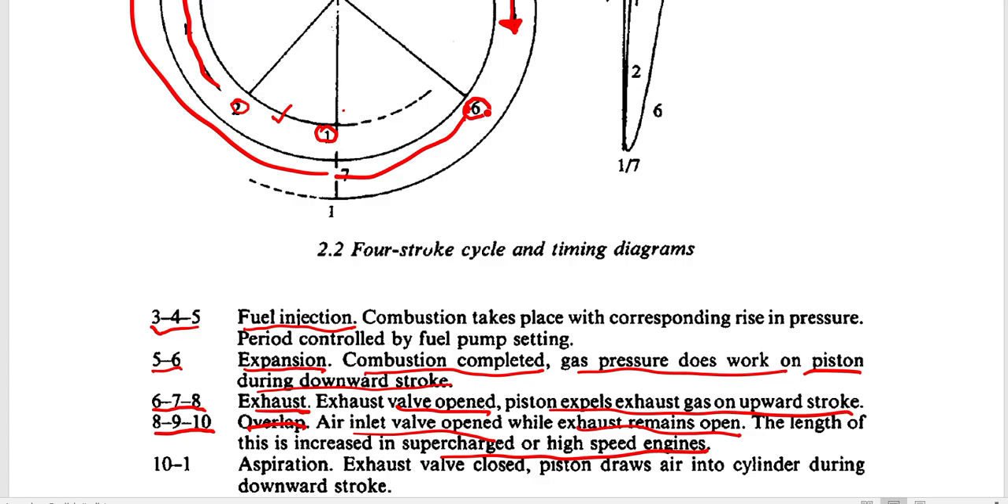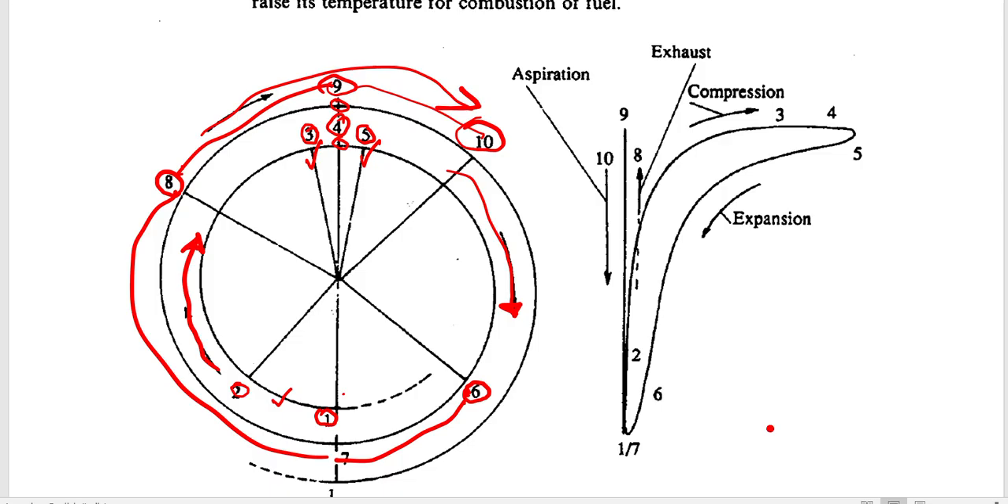10 to 1 is aspiration. Now the exhaust valve is closed. You can see 10 to 1 is your aspiration, with the exhaust valve closed and the piston drawing air into the cylinder. Now we are going to reach the first point. So this is your complete cycle, and this is the inlet of air.